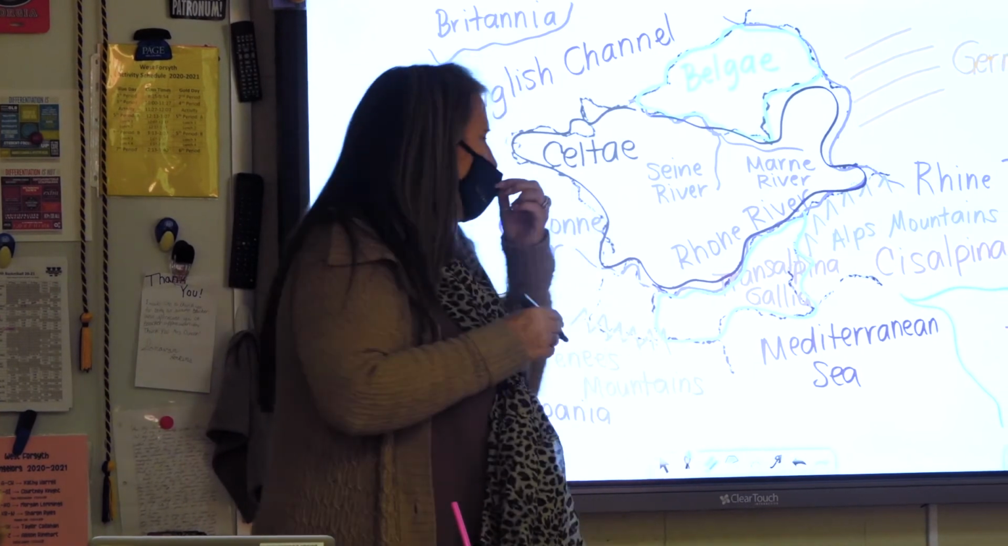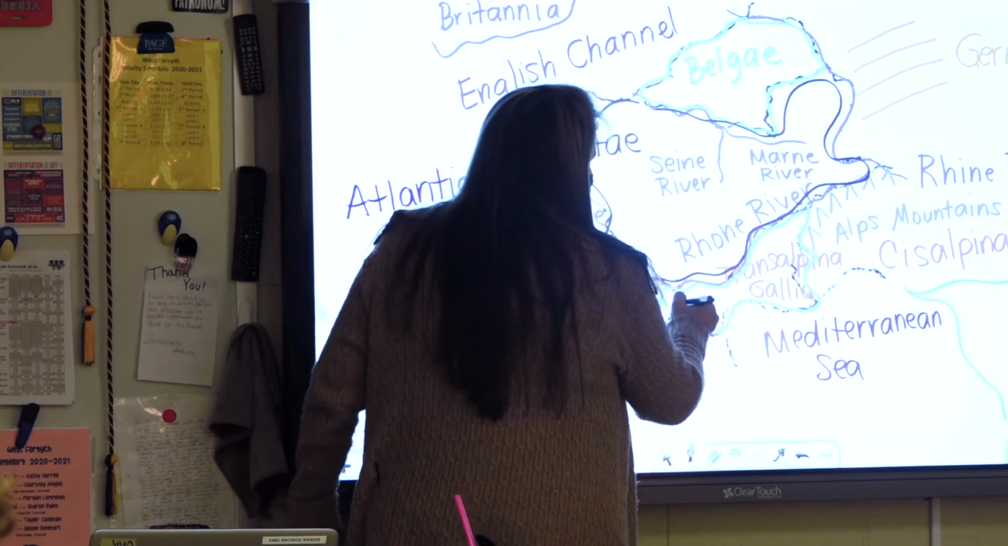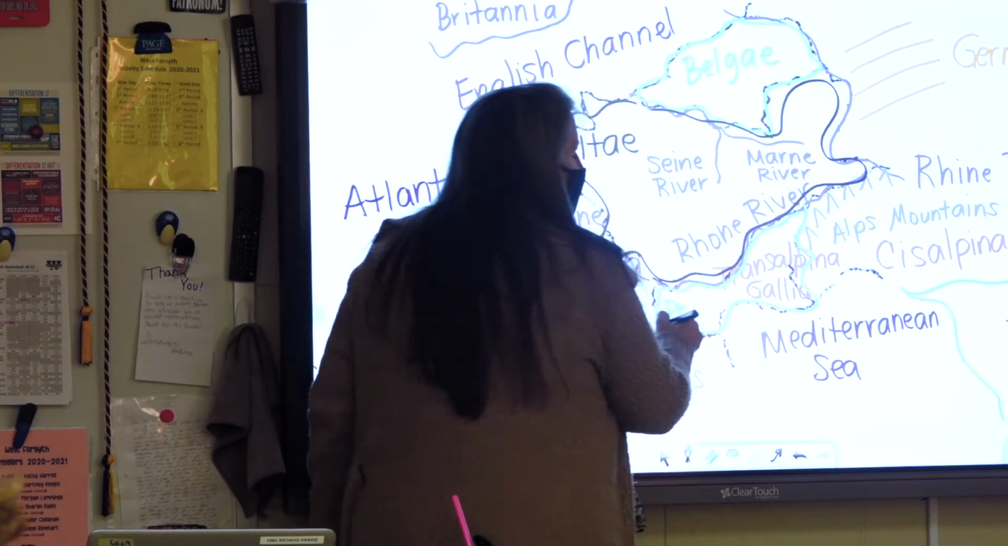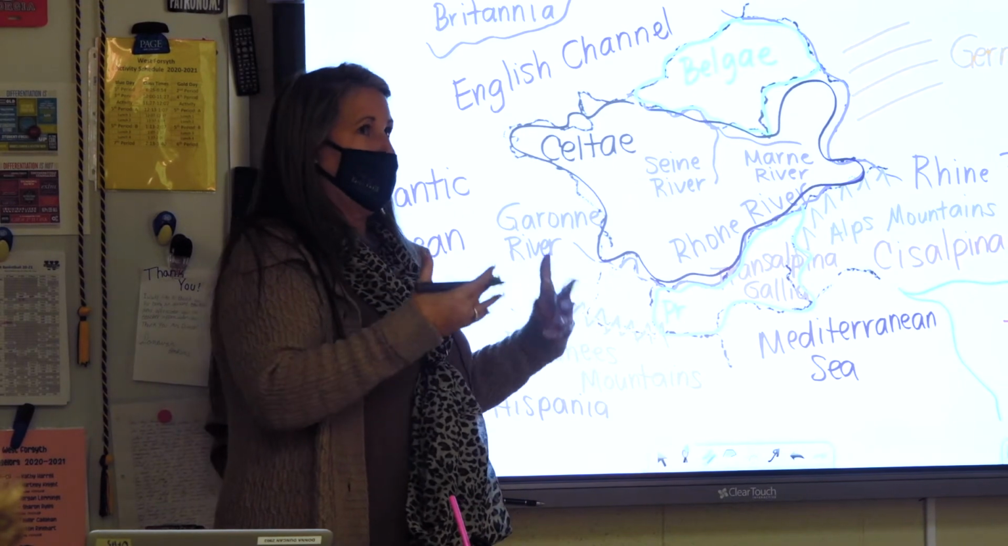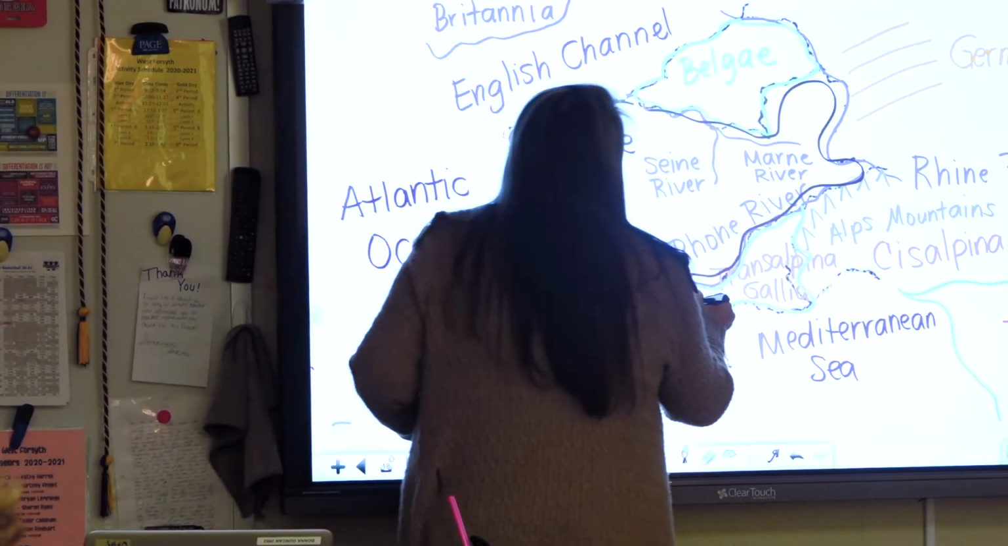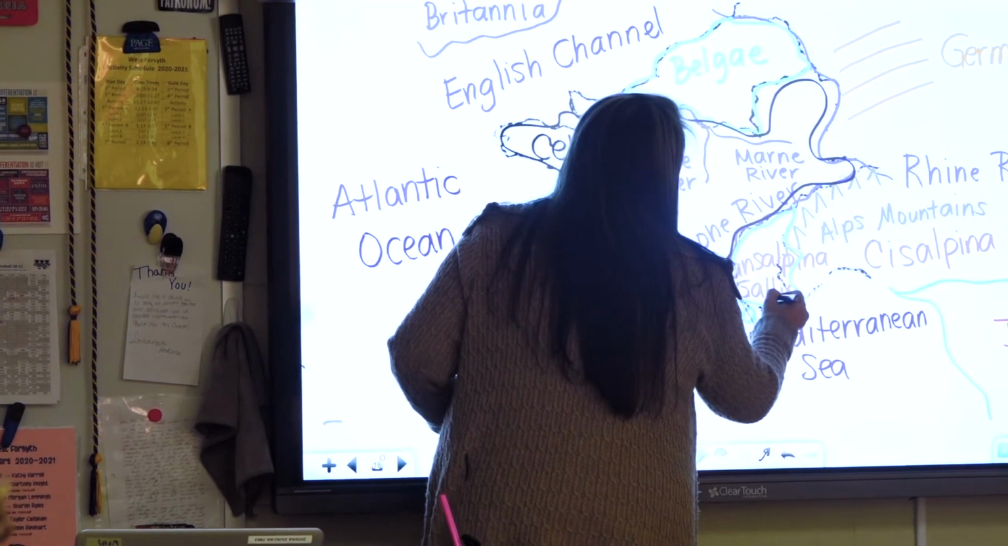The people in Italy. This Transalpine Gaul right here, this is actually what is known now as Provence in France. This is where Nice is and all that, the French Riviera. But this was called Provincia Romana.